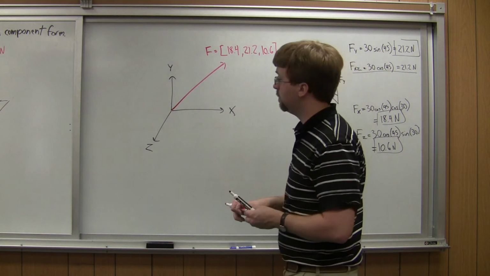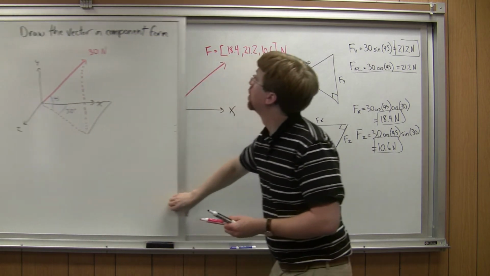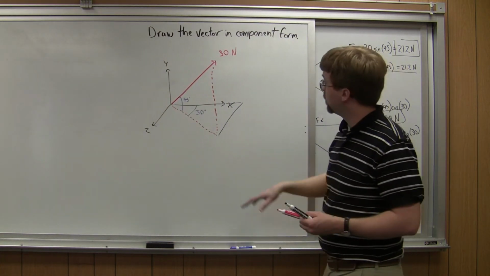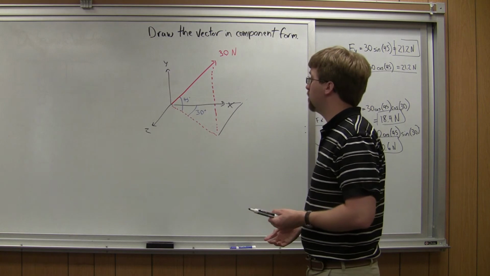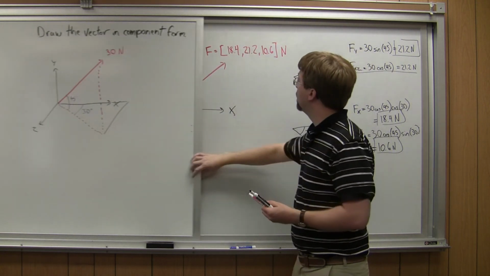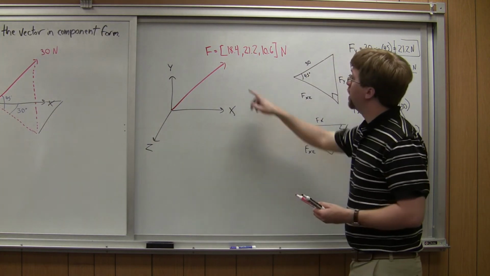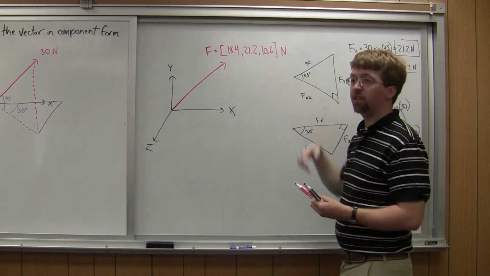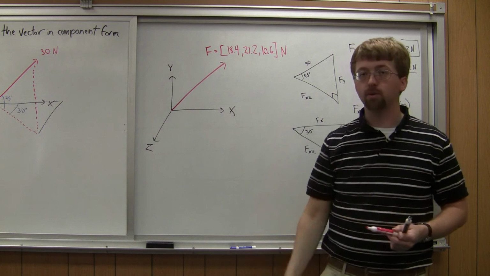So with that, I've taken my original vector, which was a magnitude and direction. I really needed two angles to describe my direction. And I've turned that into a diagram, and I've got X, Y, and Z components. So with that, we're done with our problem.